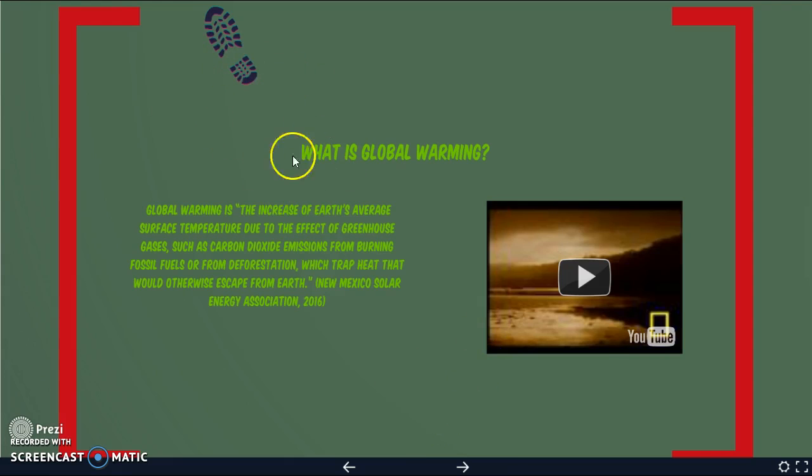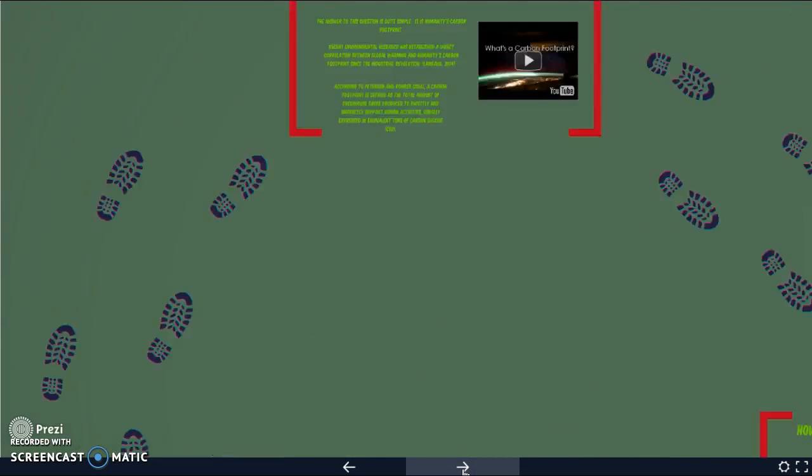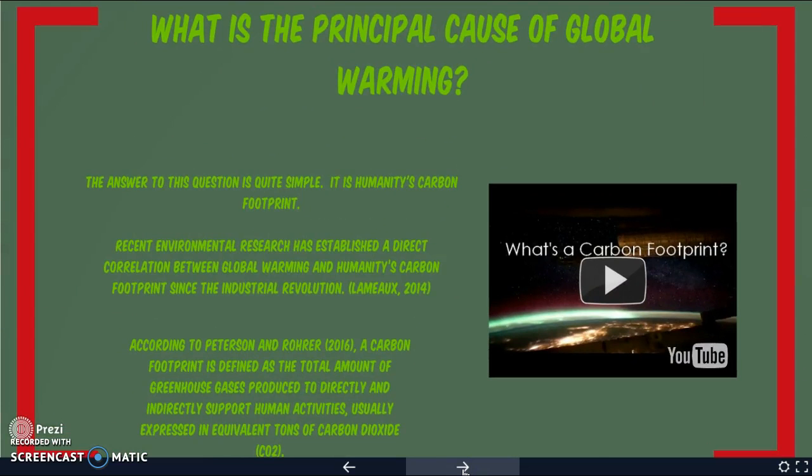So I picked this Prezi because it has a little footprint there. So we're going to follow the footprint to my next slide. What is the principal cause of global warming? Basically, it's humans and more specifically our carbon footprint. We have established a link between global warming and humanity's carbon footprint. It started way back in the Industrial Revolution. We're going to define carbon footprint as the amount of greenhouse gases produced to directly and indirectly support human activities. We measure them in equivalent tons of carbon dioxide.